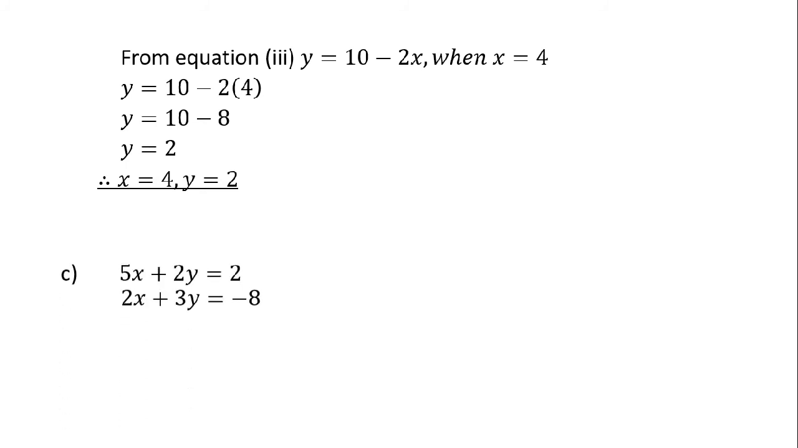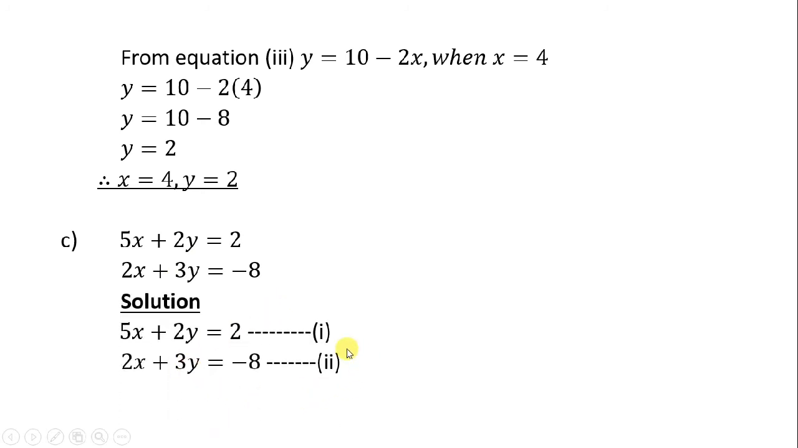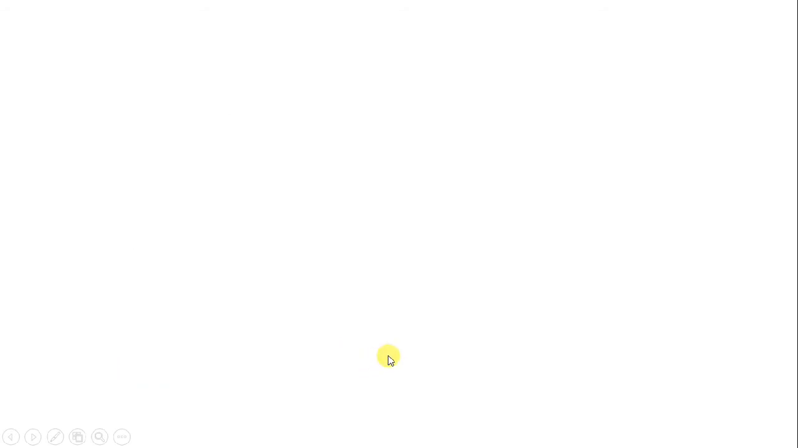Let's go to the last question. We have C, which is 5x plus 2y is equals to 2, and 2x plus 3y is equals to negative 8. It's not always that you are going to be having the coefficient 1. What if you have the coefficient other than 1? So our solution, still, we'll name them equation 1 and 2. So we have the first equation, we'll name it equation 1. The second one, we'll name it equation 2.